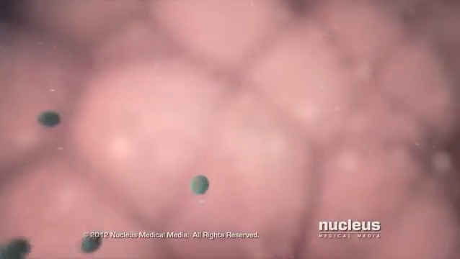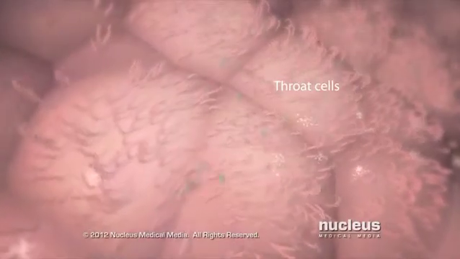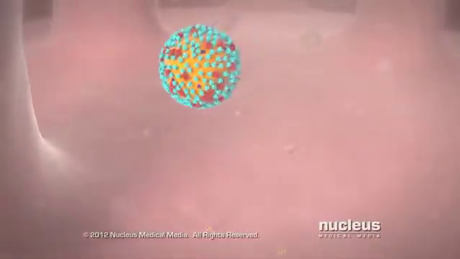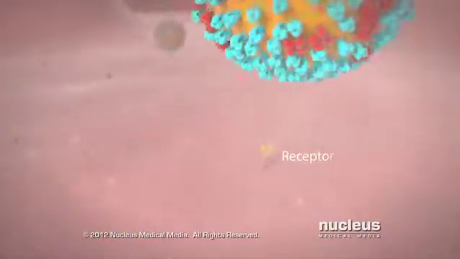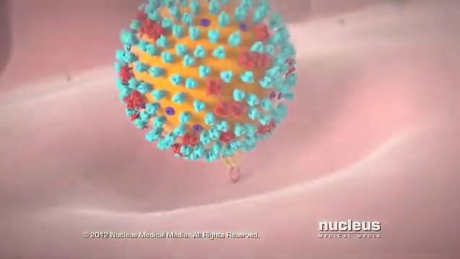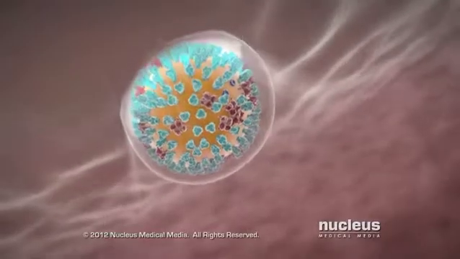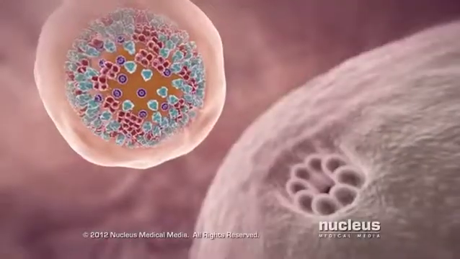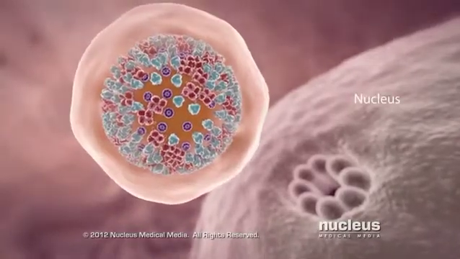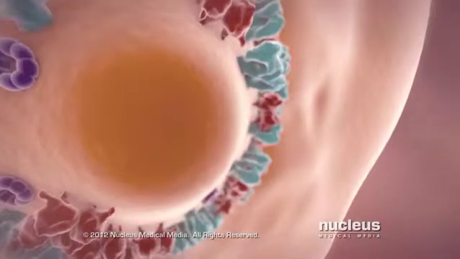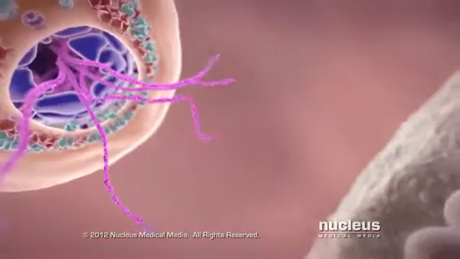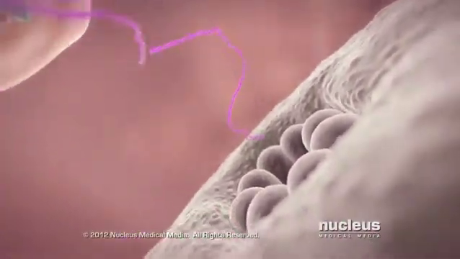Once inside your body, the influenza virus comes into contact with cells in your nose, throat, or lungs. The H spike on the virus inserts into a receptor molecule on your healthy cell membrane, like a key in a lock. This action allows the virus to get inside your cell. Next, the virus travels inside a sac made from your cell membrane to your cell's nucleus. Then, the viral envelope and cell membrane sac combine, allowing the viral genetic material to leave the sac and enter the nucleus.